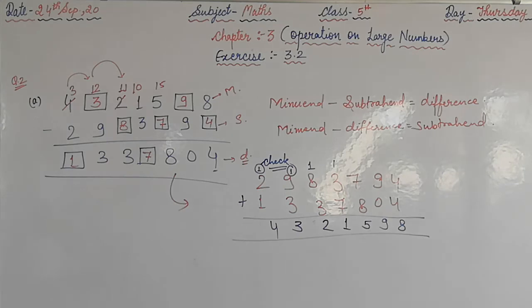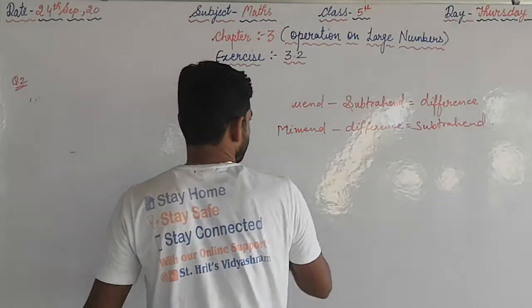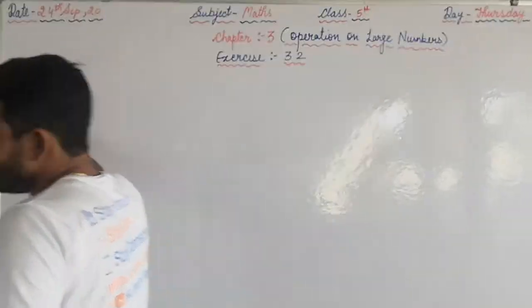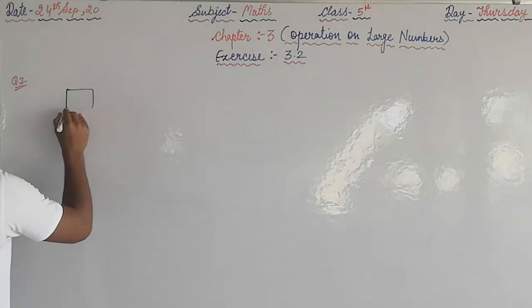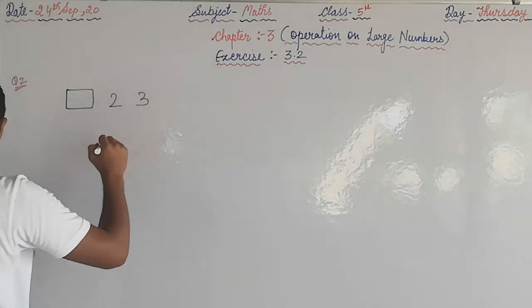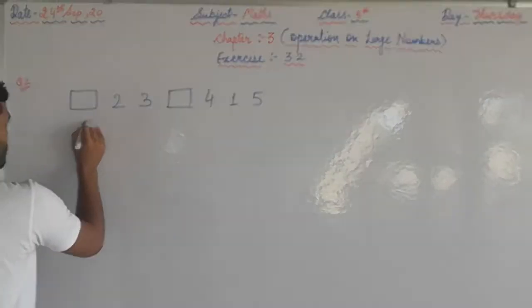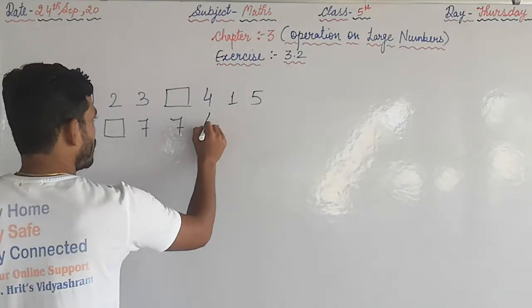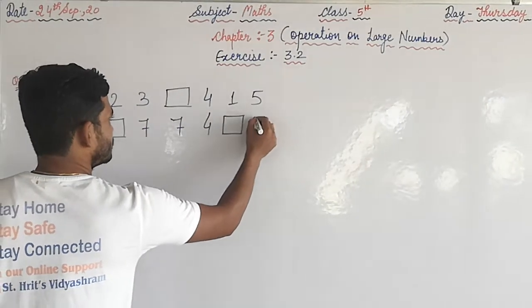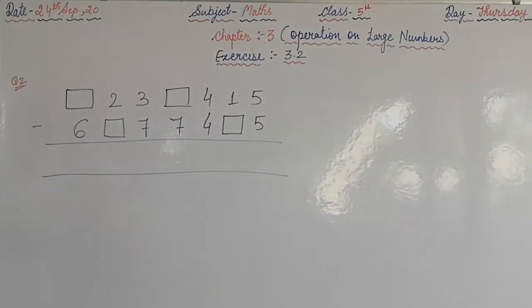See the next one, that is question number B. First we write the question here: box, 2, 3, box, 4, 1 and 5, 6, box, 7, 7, 4, box and 5. You have to subtract.